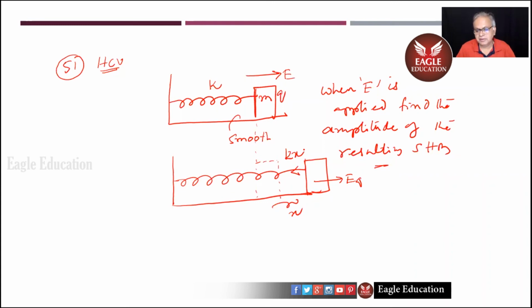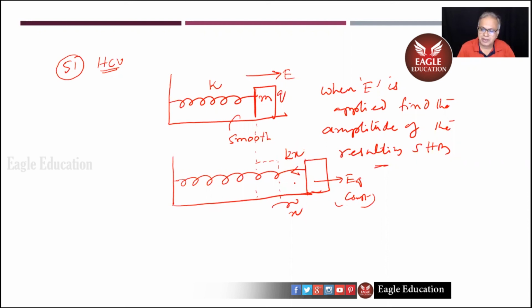Nowhere. Only at one place the net force will be zero. In simple harmonic motion like this, where is EQ equals kx? You tell me. Look, EQ is constant here because E is constant, Q is constant. So because of this, the spring gets extended, and kx will try to oppose it.